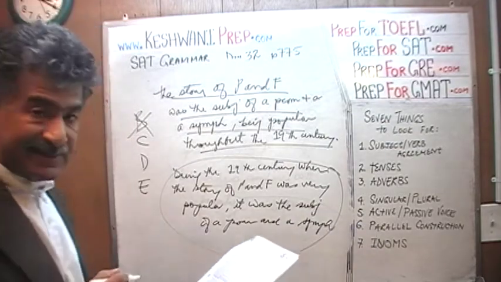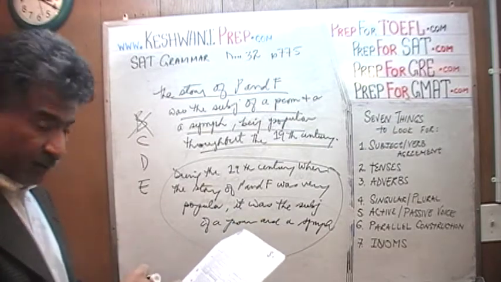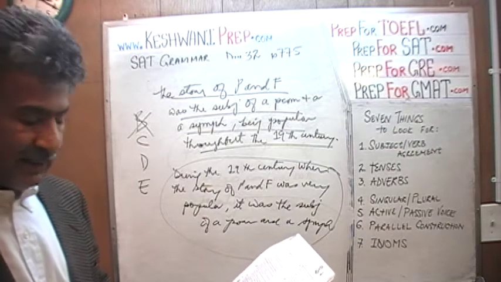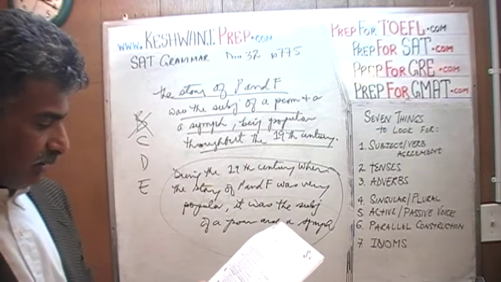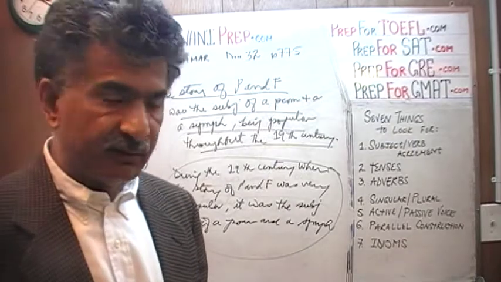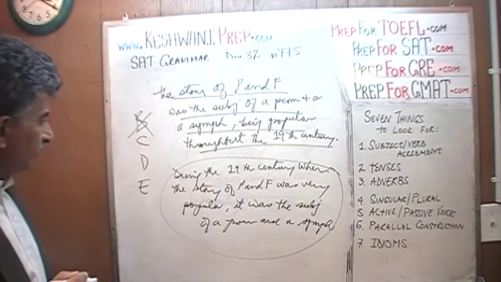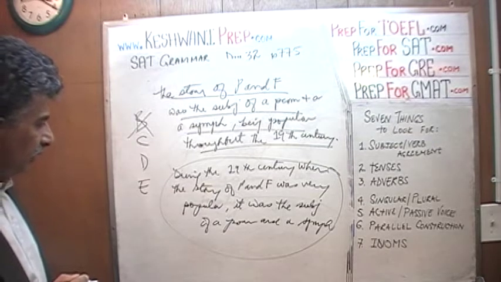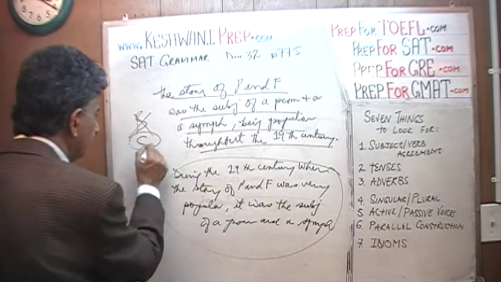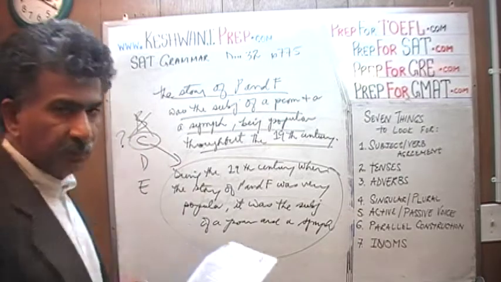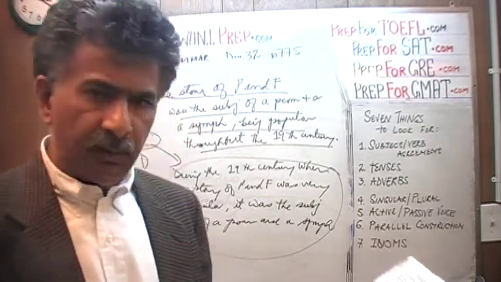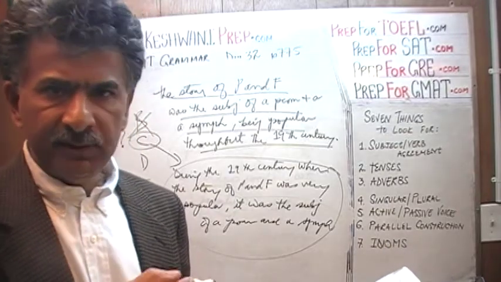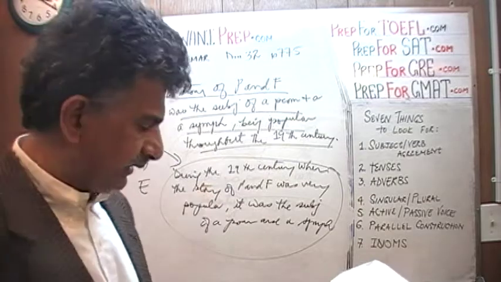One more time, I'm going to read it. C says, and I'm comparing this to what is on the blackboard, the story of P and F was popular throughout the 19th century, when it was the subject of both a poem and a symphony. Let's see what we said. During the 19th century, when the story of P and F was very popular, it was the subject of a poem and a symphony. I think it comes very close. I'm not going to cross it out. Let's look at D and E, because our job is to pick the best answer. And if D and E are no good, then C must be the answer.